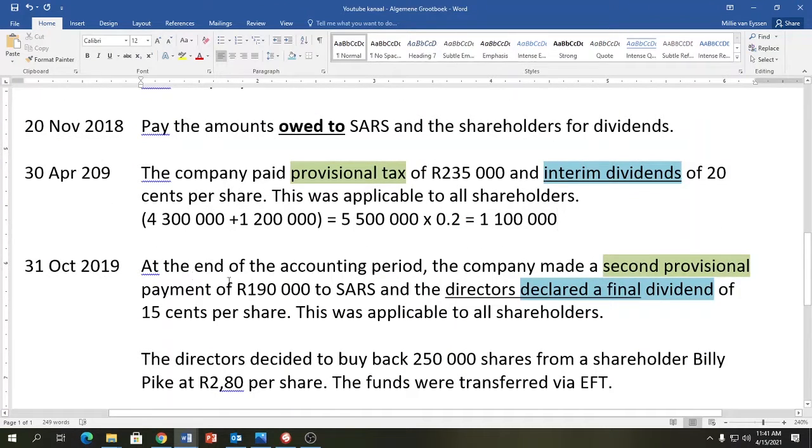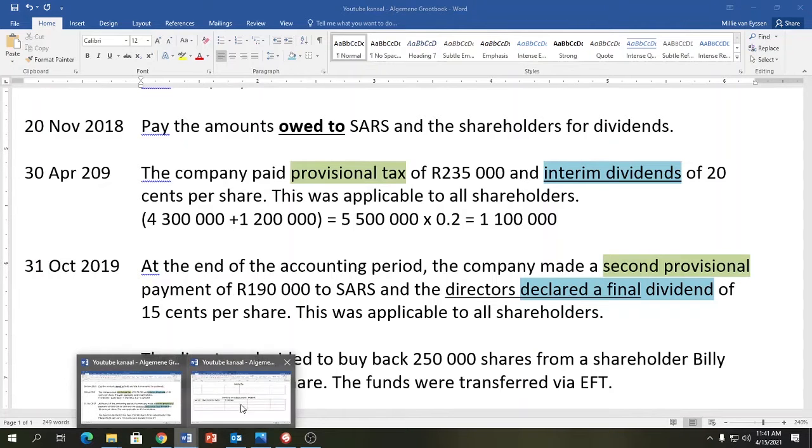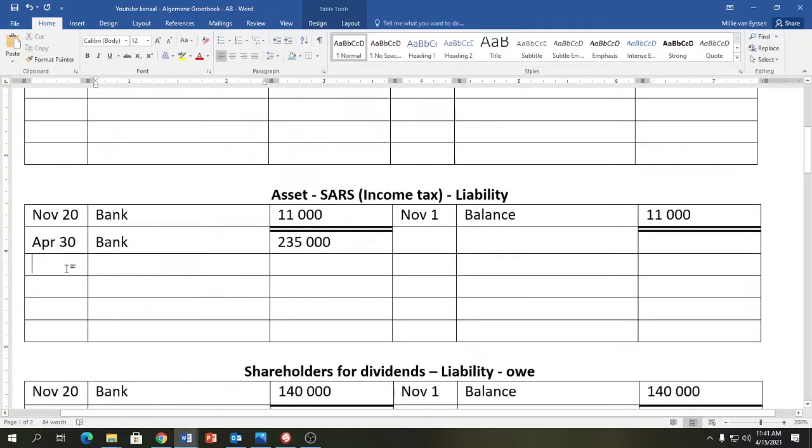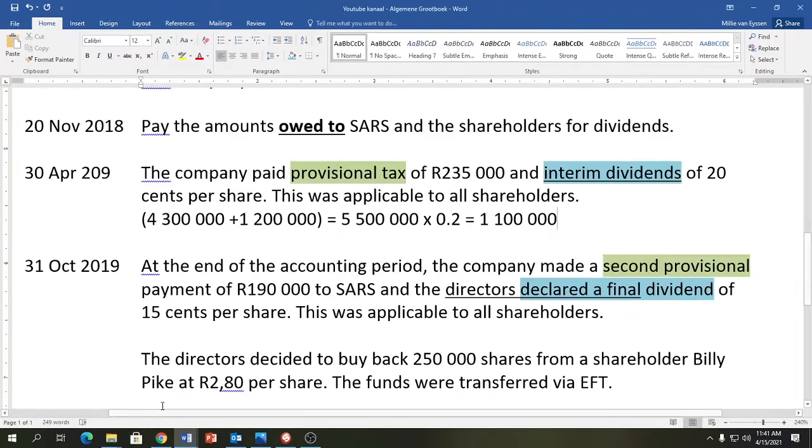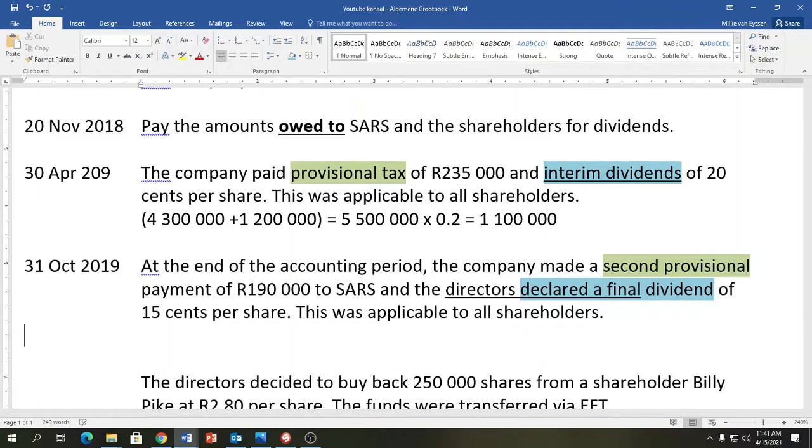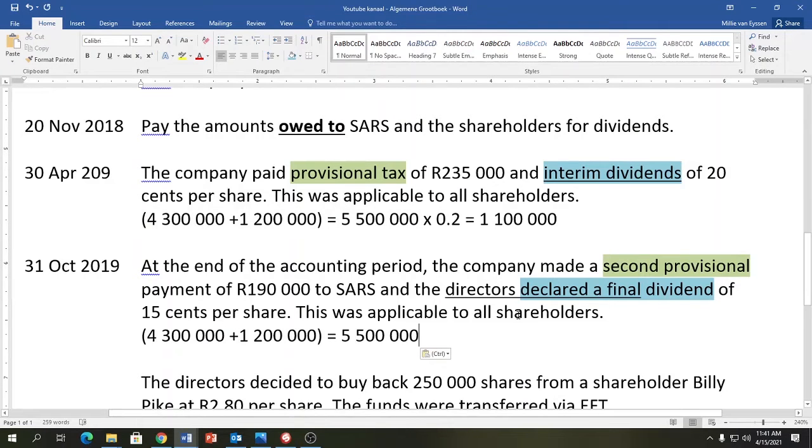Now we are at the end of the year, and we need to make the second provisional tax payment of 190,000 Rand. So I need to go to my SARS account. I'm paying, so it's bank, 190,000. Then the directors declared a final dividend of 15 cents per share, and it's applicable to all shareholders. So again, I have to figure out how many shares are in issue. I've already calculated it over there, 4.3 million, and then I issued another 1.2 million.